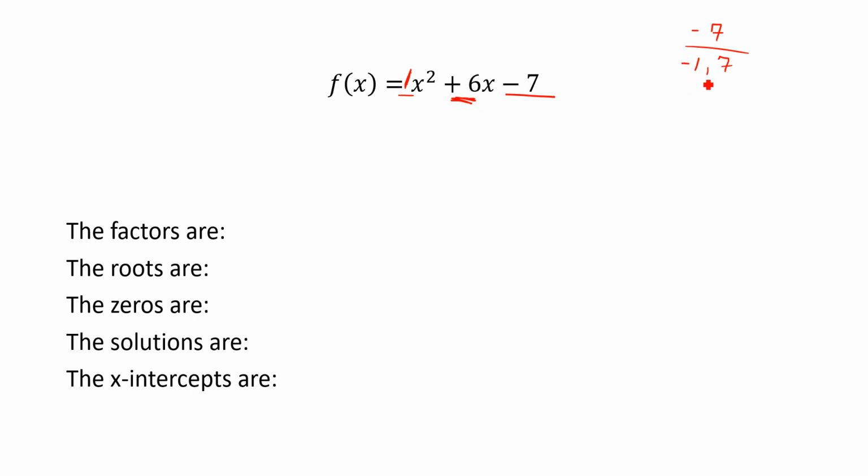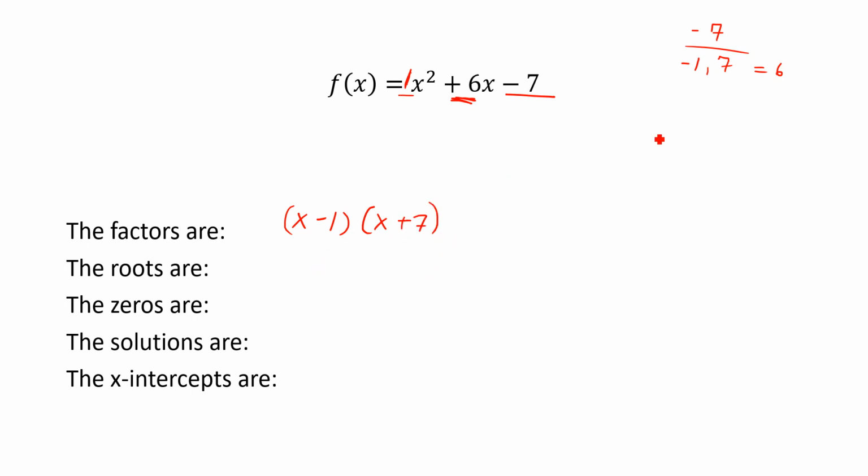And that's pretty easy to tell. We're going to need the 1 to be negative, because once you add negative 1 plus 7, that'll give you 6. And these are going to be the values that we use for the factors. So we'll have x minus 1, x plus 7. Awesome.